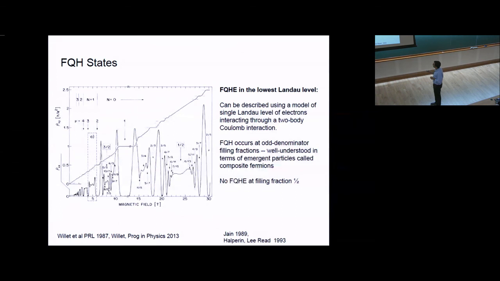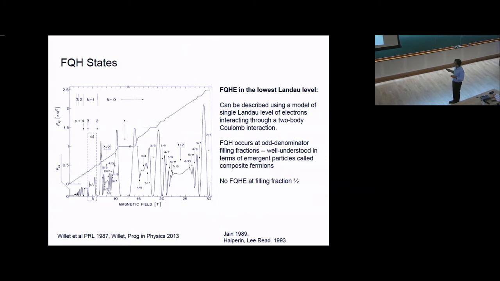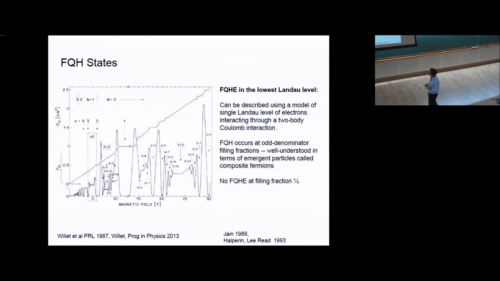The Hall resistance plateaus at certain specific rational filling fractions. The fractions that occur between 0 and 1 are called the lowest Landau level fractional quantum Hall states, and the fractions that occur between 2 and 4 correspond to second Landau level quantum Hall states.